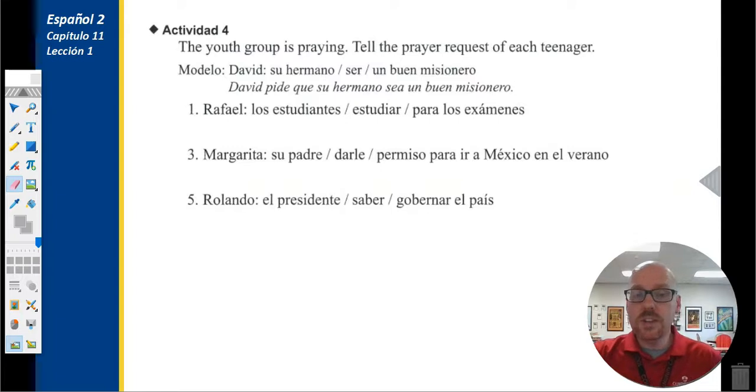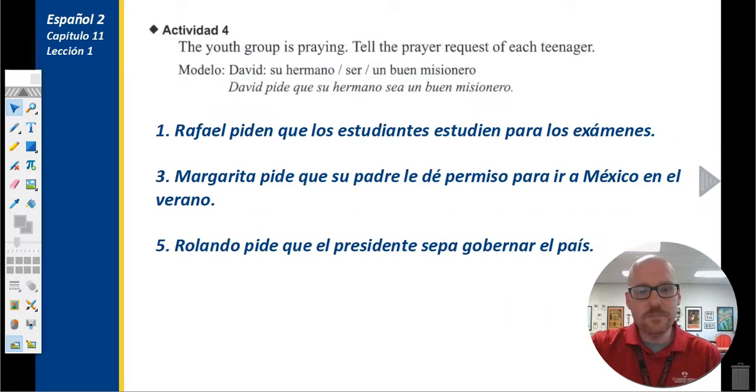Would you do número 1, 3, y 5? You can do these in your workbook or on a scratch sheet of paper. 1, 3, y 5. Go ahead and pause the video and get those done. All right, remember, you should not be advancing anymore in the video unless you've gotten Actividad 4 done. Let's take a look at your answers and see how you did on these.